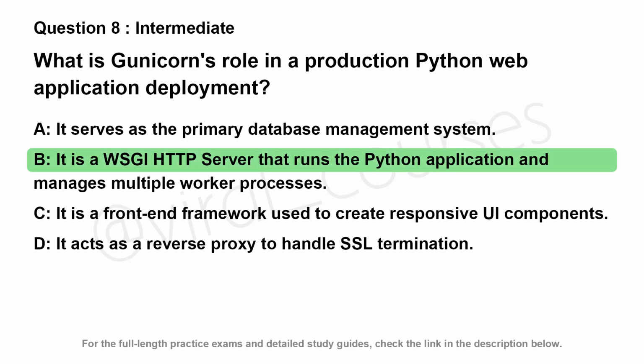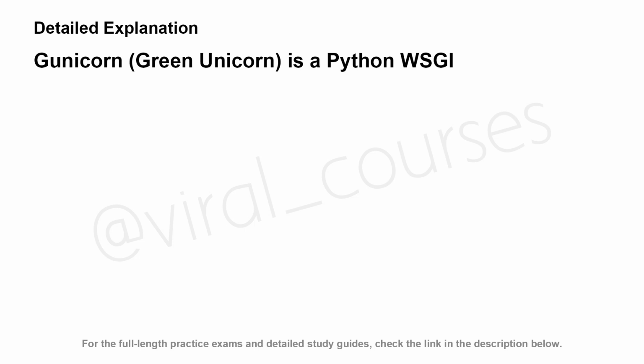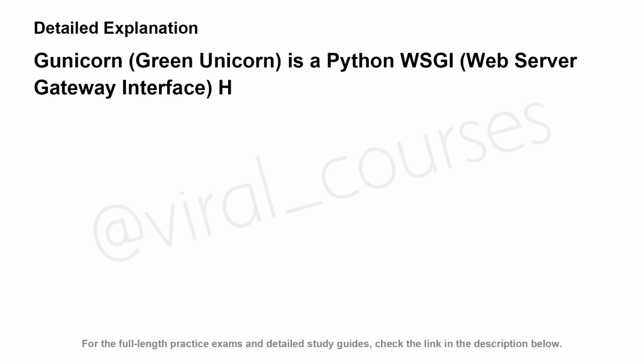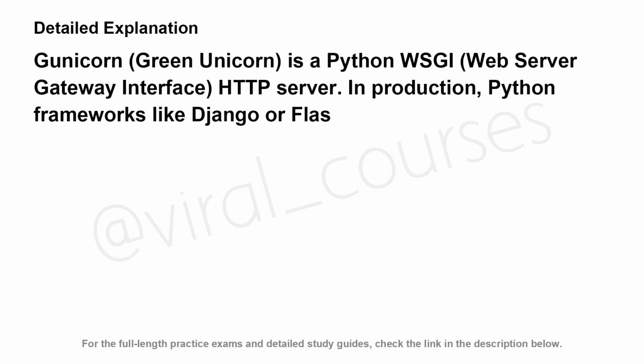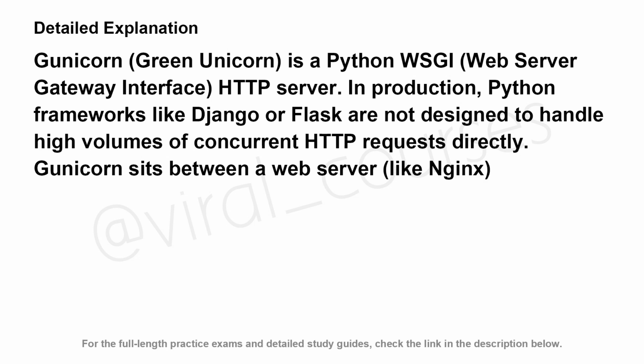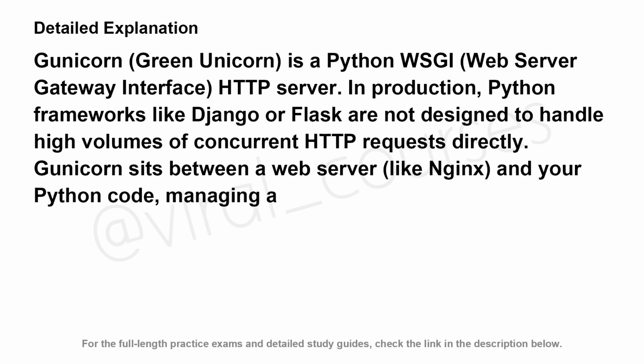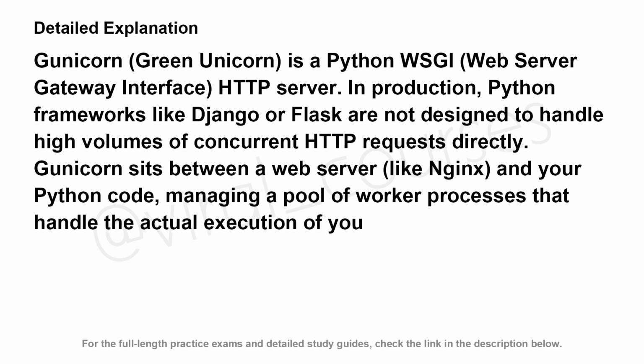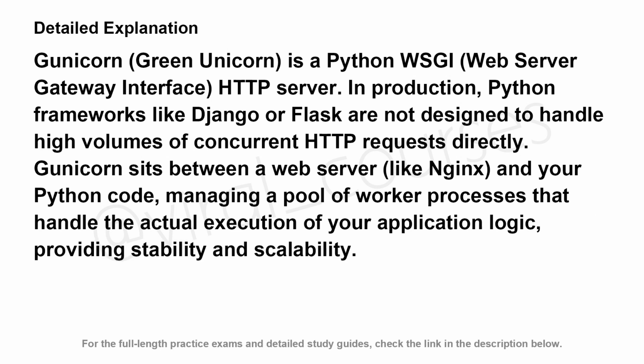The correct answer is B. Gunicorn, Green Unicorn, is a Python WSGI, Web Server Gateway Interface, HTTP server. In production, Python frameworks like Django or Flask are not designed to handle high volumes of concurrent HTTP requests directly. Gunicorn sits between a web server, like Nginx, and your Python code, managing a pool of worker processes that handle the actual execution of your application logic, providing stability and scalability.